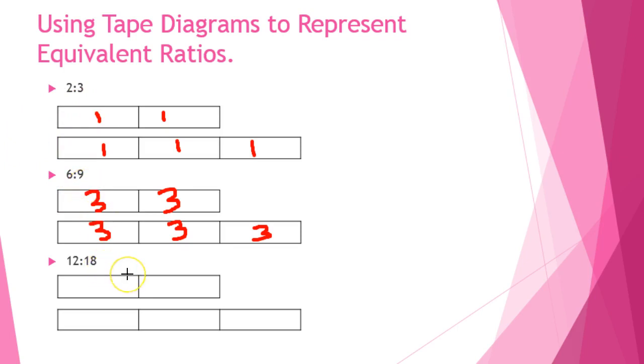Looking at 12 to 18, I can see that 2 times 6 will get me to 12, so each piece represents 6. And then 3 times 6 gets me to 18. So in this ratio, each of my pieces of tape represents 6 to demonstrate the ratio of 12 to 18.